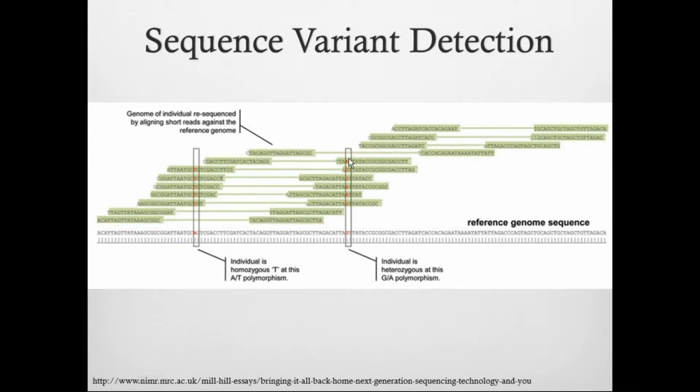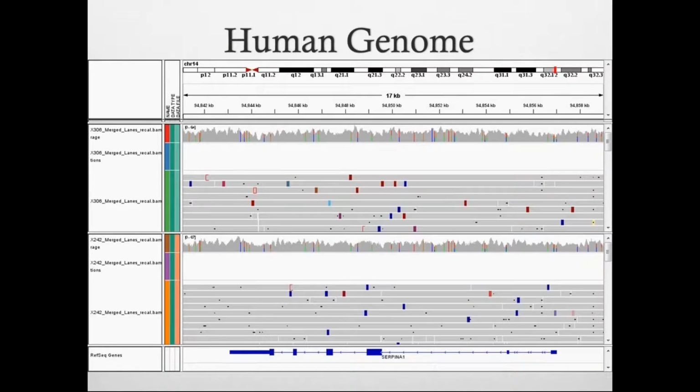We don't compare it to every other sequence read. We just compare it to the single reference, in this case the human reference genome. And that allows you to line it up very quickly against the reference genome. So that makes a big difference. It makes it a lot easier.